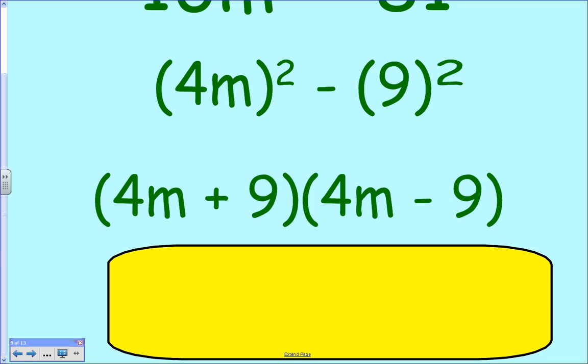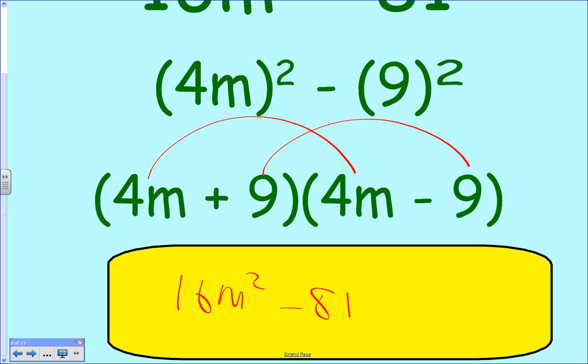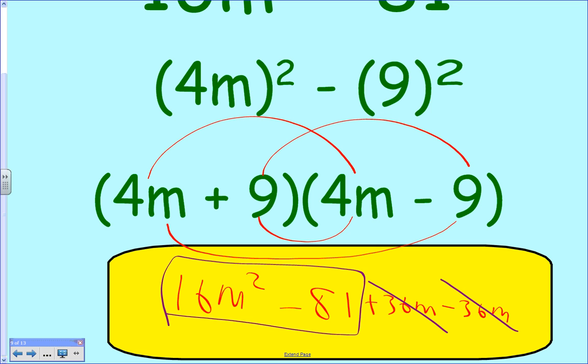Now don't forget, we can always check by multiplying. 4m times 4m gives 16m squared. 9 times negative 9 is minus 81. 9 times 4m is plus 36m, and 4m times a negative 9 is minus 36m. Notice these two terms cancel, leaving us with what we started. It's an instant check. It should only take you a few seconds to do that check.